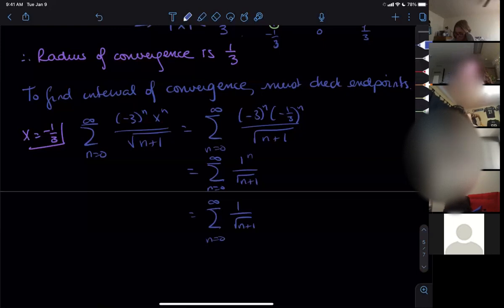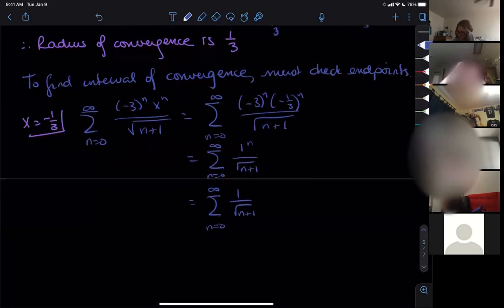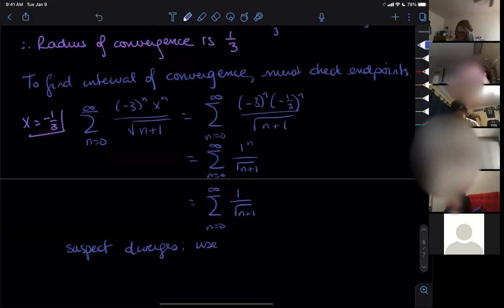Does that converge or diverge? How could we tell? Diverges. Yeah, you're right. Why do you think that's true? Since it's less than 1. Yeah, it's like a p-series. So it's not a p-series, but it's like a p-series. So we'd have to use the comparison test or the limit comparison test. So which one? Let's use the limit comparison test. So we suspect it diverges. Use the limit comparison test to compare. What do we want to compare it to?